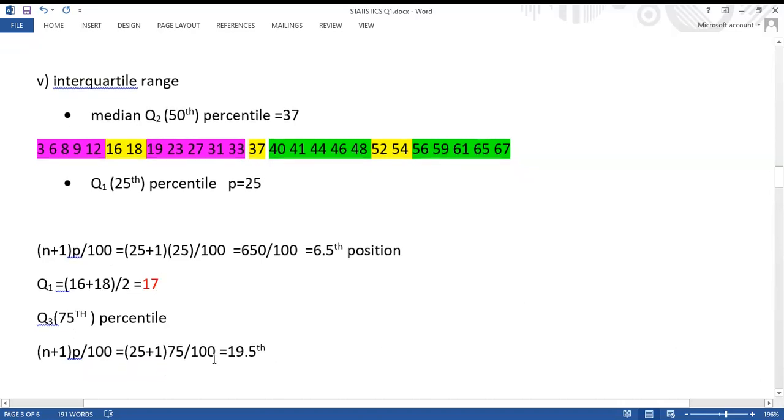All right. So Q3 is going to be equal to 52 plus 54 divided by 2. I believe that will give us 53. That's 106 divided by 2, 53. So Q3 equals 53.